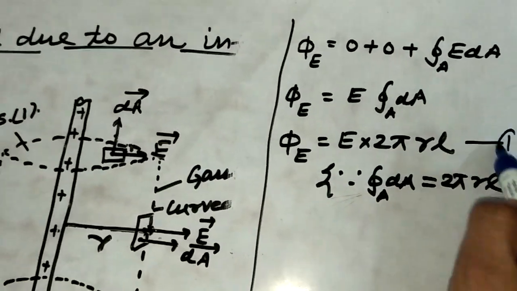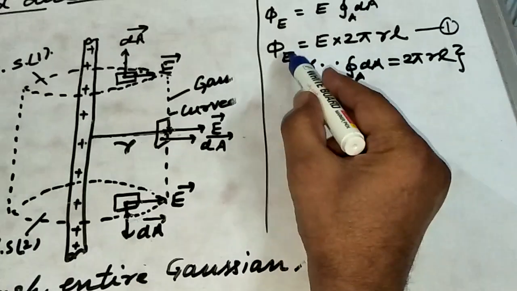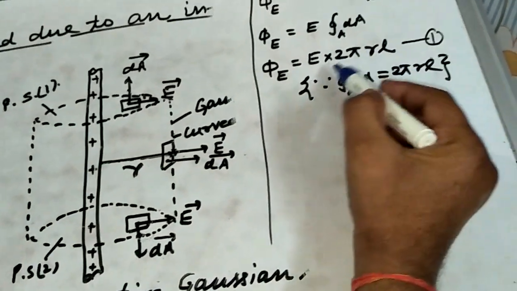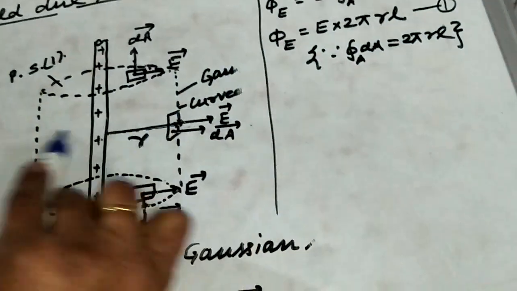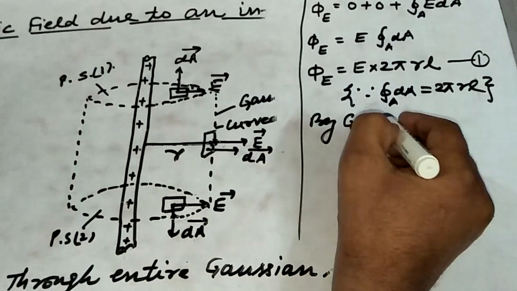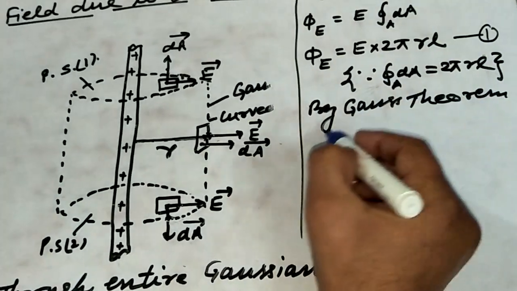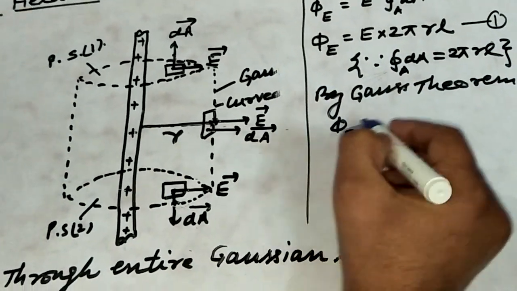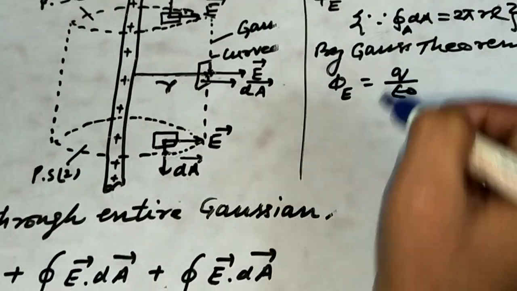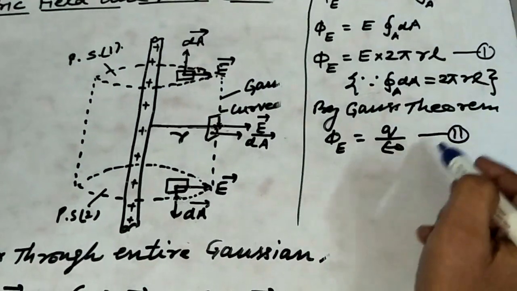Suppose this is equation number 1. It means by calculation, phi is equal to E into 2 pi RL, the total electric flux passing through this Gaussian surface. And by Gauss theorem, the total electric flux passing through a closed surface is equal to Q upon epsilon naught. Suppose this is equation number 2.